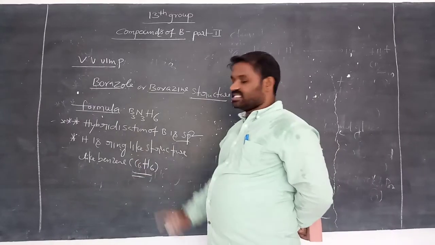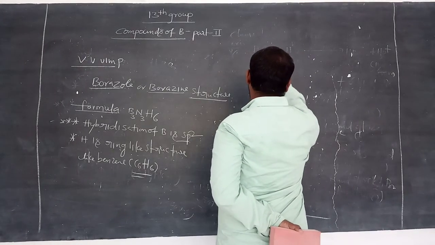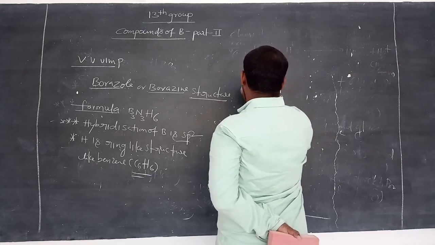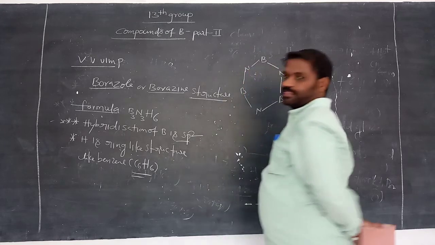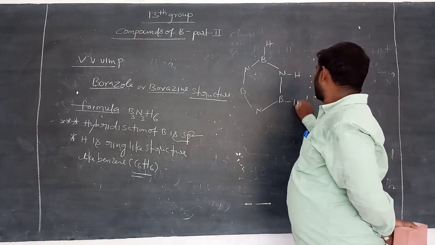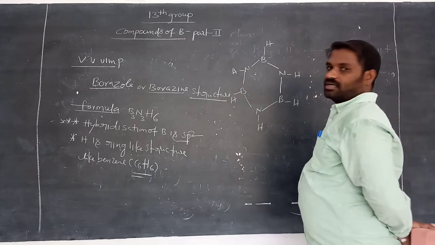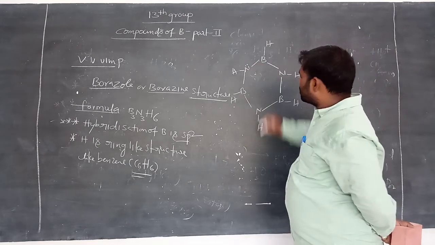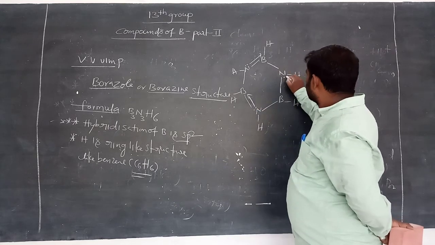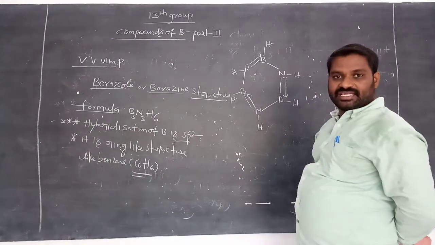Let's see the structure of B3N3H6. Okay, this is boron and nitrogen. This is boron. This is nitrogen. Again boron and nitrogen. And how many hydrogens does it have here? 6 hydrogens. Each atom has 1 hydrogen. And nitrogen has a lone pair, so now it can donate the lone pair to boron. This one donates to this one, and it acts as double bonds. Okay. This is the structure of B3N3H6, borazine.